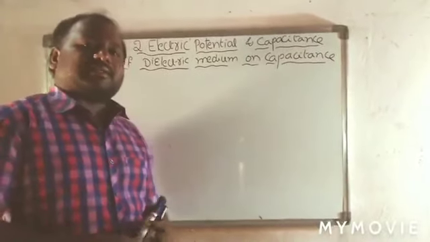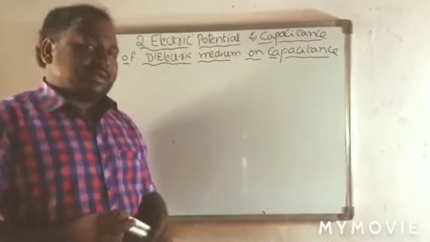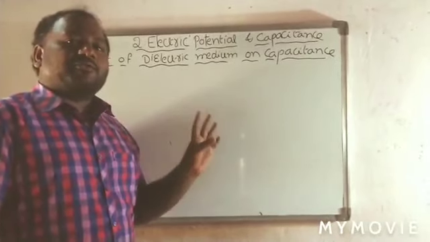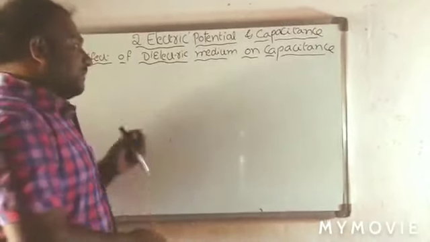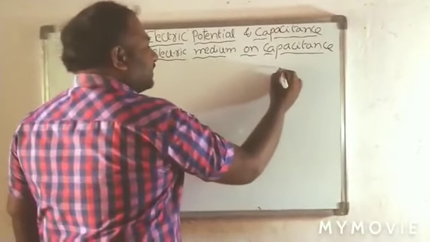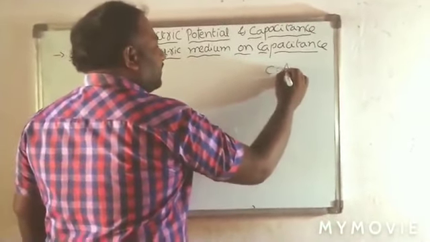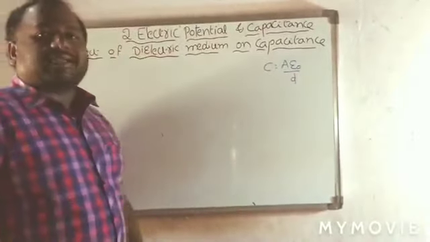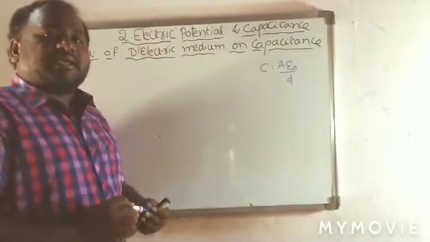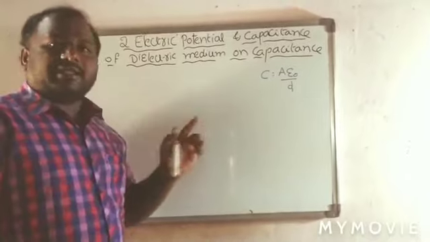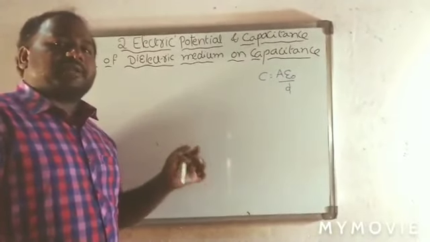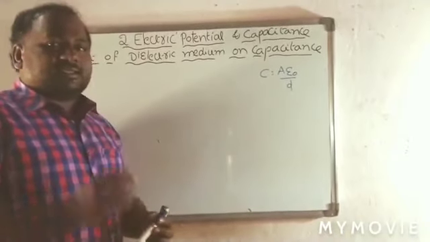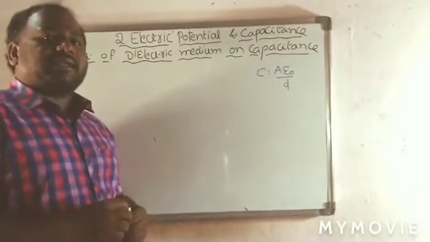In the last session, we derived the expression for the capacitance of a parallel plate capacitor without dielectric. We obtained it as C is equal to A into epsilon naught by d. Here C is the capacitance of the capacitor, A is the area of the parallel plate, epsilon naught is the permittivity of free space, and d is the separation between the two plates.